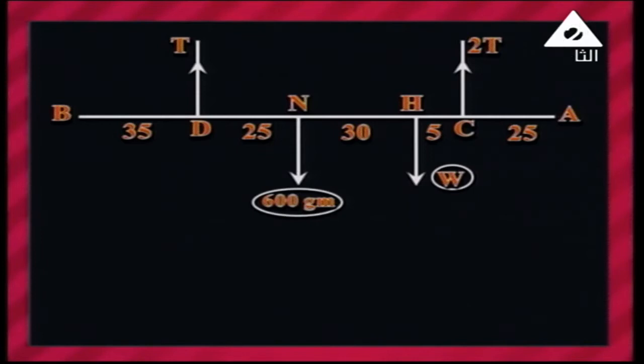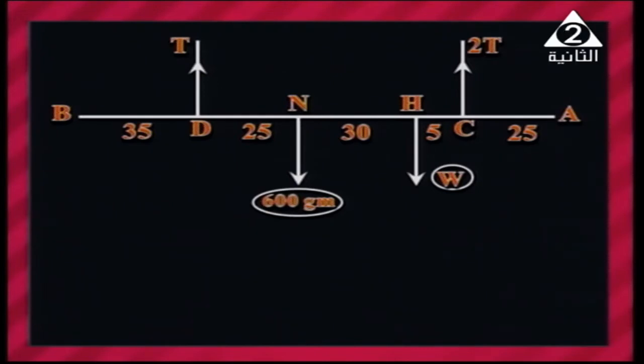My dear student, in equilibrium, we use two conditions. Look at the solution of this important example. We have AB, this uniform rod. Its weight is 600 grams, acting at the midpoint N. We have two supports at C and D, such that the tension at C is twice the tension at D. The tension at D is T. Then the tension at C, twice the first, equals 2T.